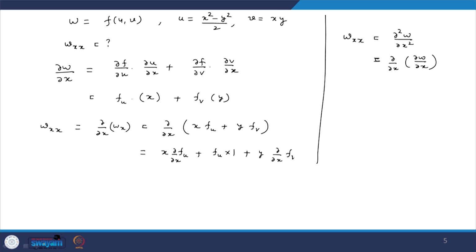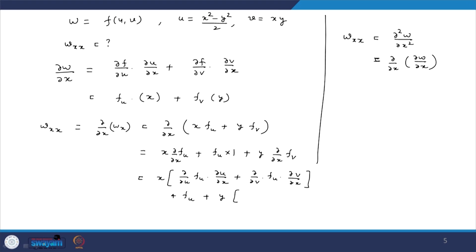Now, here in this expression, this f_u is a function of u and v, which in turn are functions of x and y. So, we have to apply the chain rule in this expression itself. So, this is equal to del by del u of f_u into del u by del x, plus del by del v of f_u into del v by del x. This is by chain rule, okay, plus f_u remains as it is, plus y times.